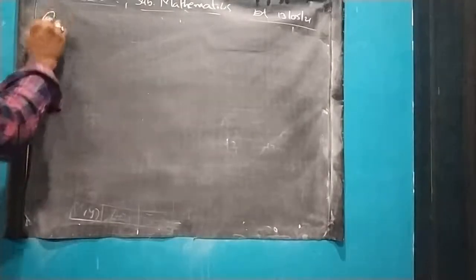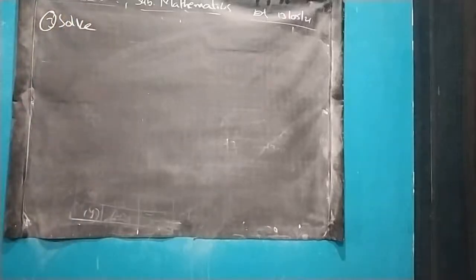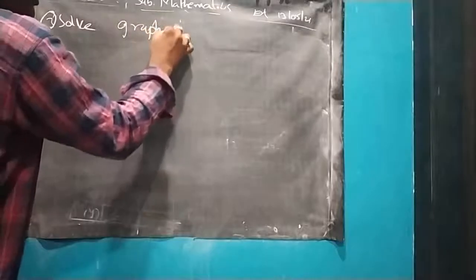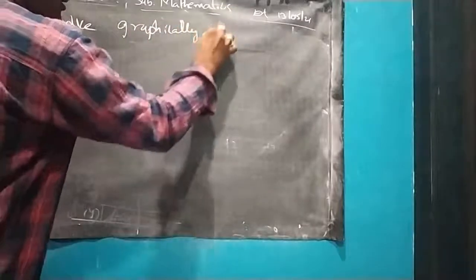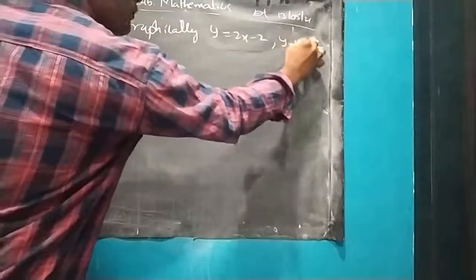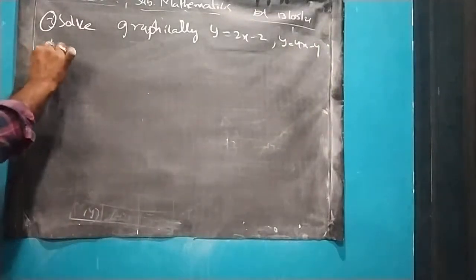Let us do another question. Solve graphically another graph question: y is equal to 2x minus 2, comma, y is equal to 4x minus 4. So these are the two equations we need to solve graphically. So let us see how to solve this.